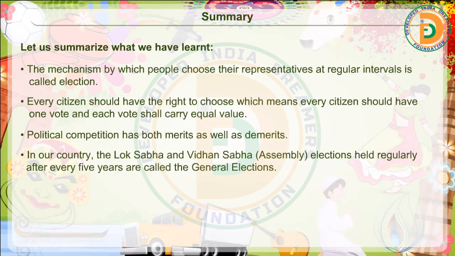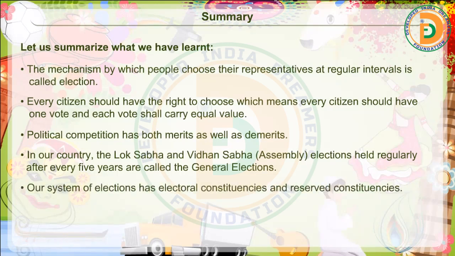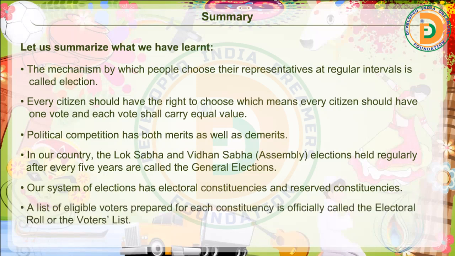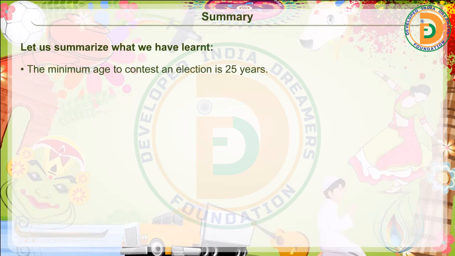In our country, the Lok Sabha and Vidhan Sabha assembly elections held regularly after every 5 years are called the general elections. Our system of elections has electoral constituencies and reserved constituencies. A list of eligible voters prepared for each constituency is officially called the electoral roll or the voters' list. The minimum age to contest an election is 25 years.